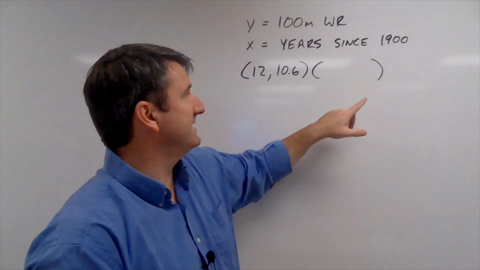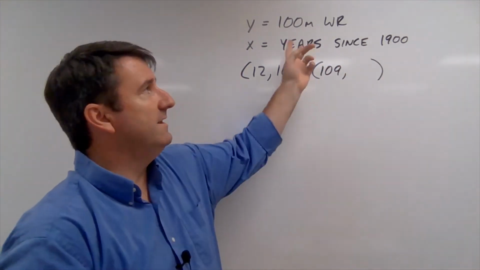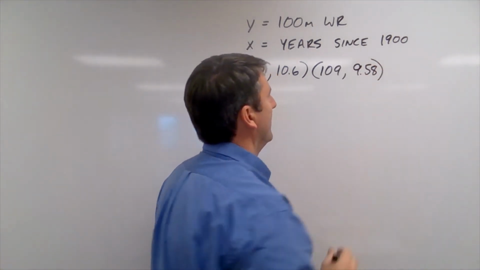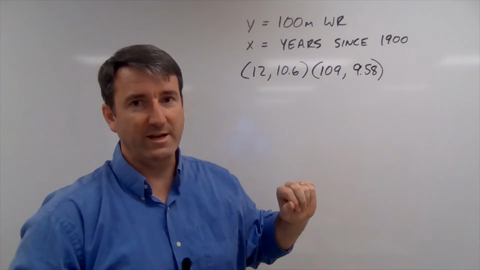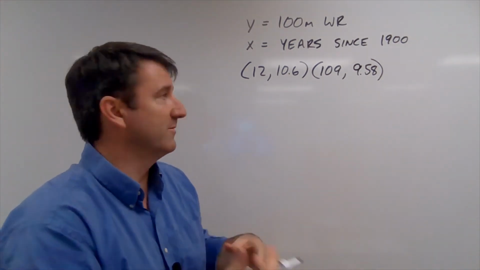And in 2009, which would be an x value of 109, the 100-meter world record time was 9.58. All right, so now we have two data points. And the first step is to find the rate of change.